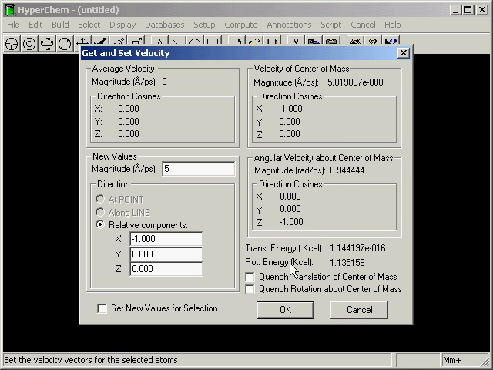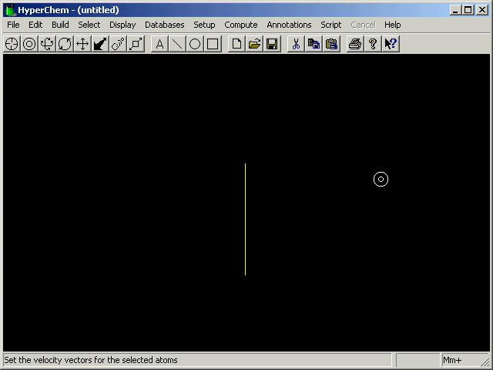So this is the rotational energy, 1.1 kilocalories, and this is the angular velocity of 6.9 radians per picosecond. And this angular velocity is directed along the negative z-axis, or it's rotating about the z-axis as we have told it to do, or given it velocities that would rotate about the z-axis. So now, if we want this thing to rotate, we have velocities.